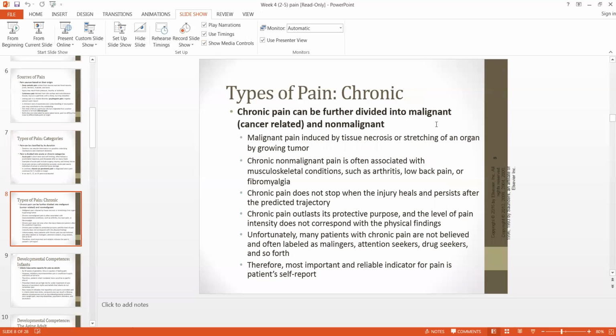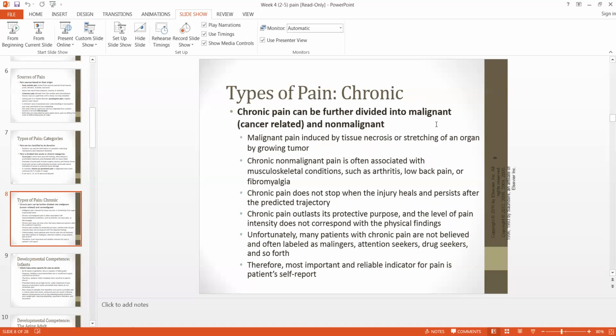Another part of chronic pain can be malignant or non-malignant. So malignant, when we think of a tumor growing or breaking apart and causing, again, a chemical release, that's a malignant pain. We get rid of that cancer, the pain should go away. Sometimes it's very difficult to get rid of certain cancers, so that pain is very difficult to manage for the patient and for the healthcare providers to help that patient manage it.